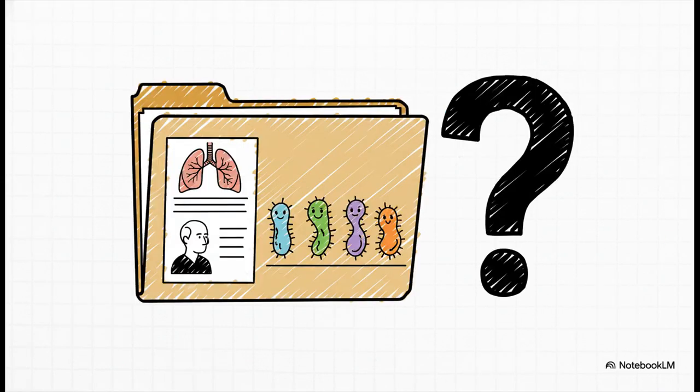So let's make this real. Here's our case file. We've got a 65-year-old man with pneumonia. All the signs are there. Fever, a bad cough, trouble breathing. The evidence points to a bacterial infection. But that's kind of like saying a crime was committed somewhere in New York City. We know what happened, but we have no idea who did it. And finding that who is everything.